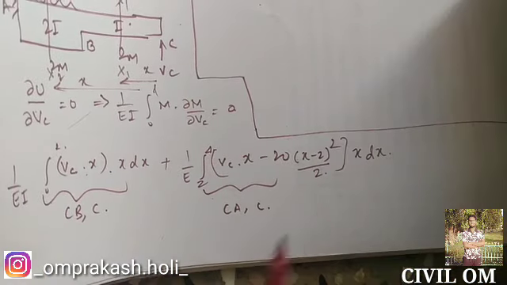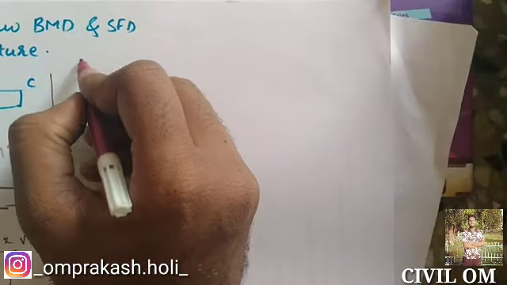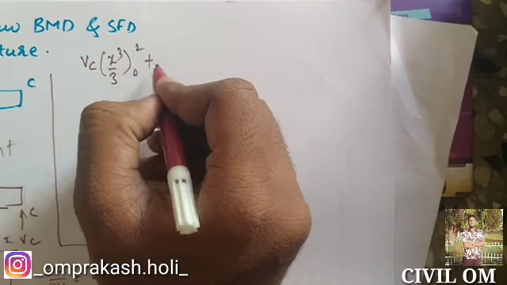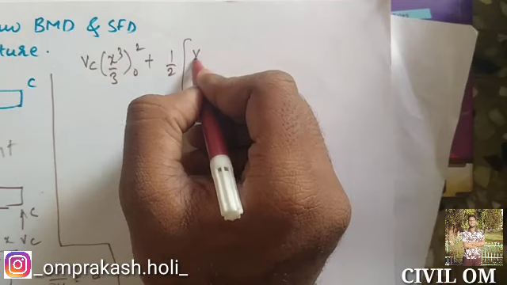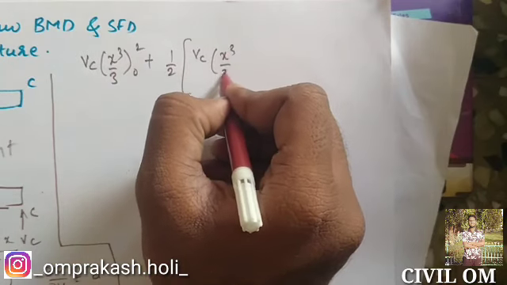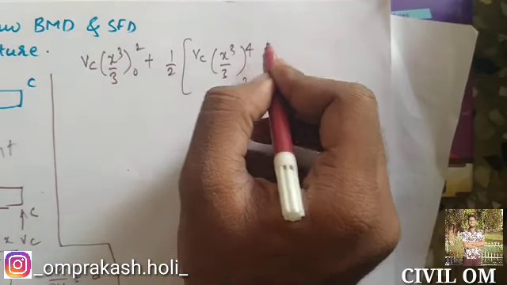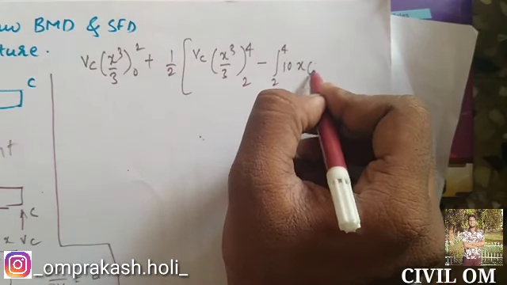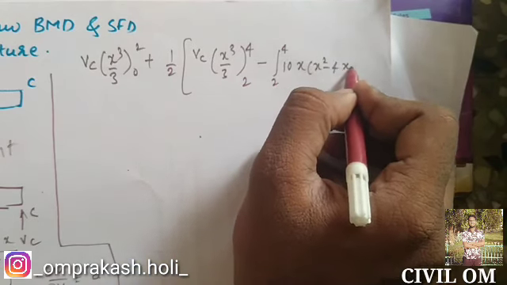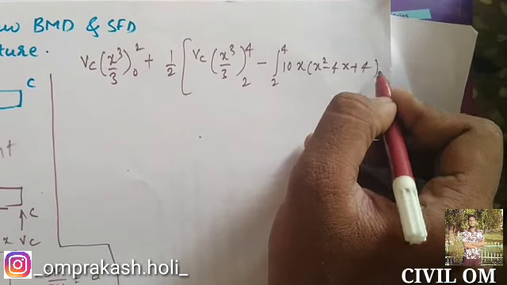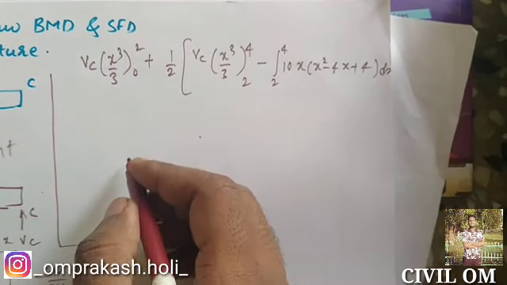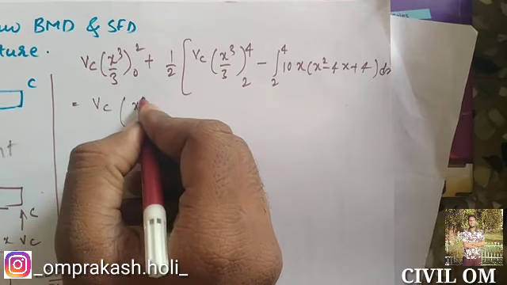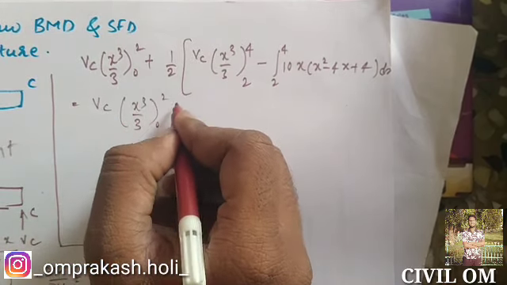Friends, let's solve this equation. We get VC into x cube by 3 to the limits 0 to 2, plus 1 by 2 into VC into x cube by 3 over the limits 2 to 4, minus the integral from 2 to 4 of 10x, x square minus 4x plus 4 dx.